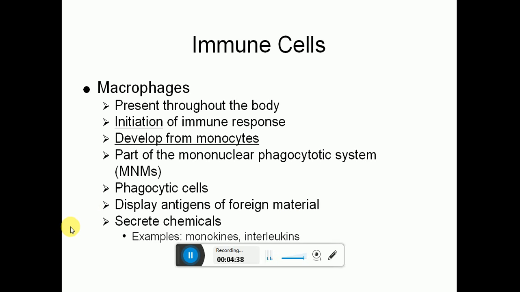Again, it'll take that foreign material, digest the whole bug, and look for the part of the bug that will cause the disease. That part is called the antigen. It'll take the antigen and represent it to the T cells and the B cells. Some of the ways that it communicates with the rest of our body cells would be chemicals, and these chemicals are called monokines and interleukins. Interleukins means that these are between leukocytes. So interleukins comes from the fact that these are chemicals that help in the communication between leukocytes.